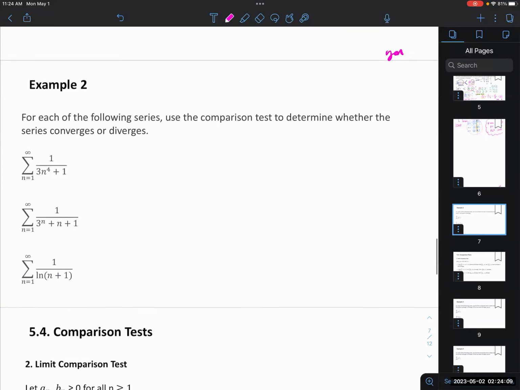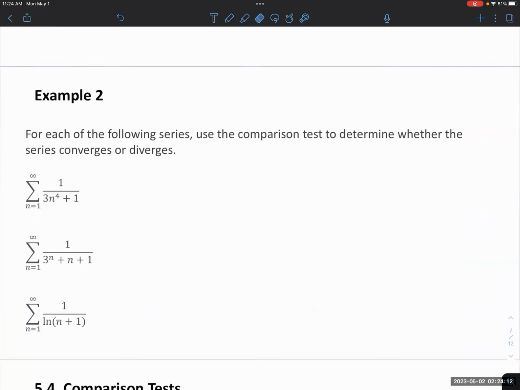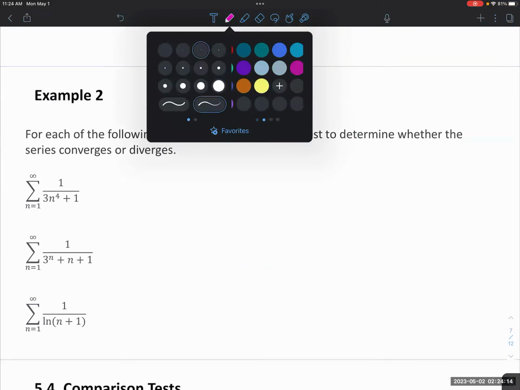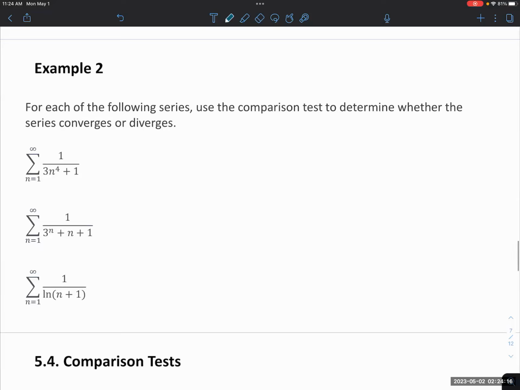Another 3 questions. Let me get rid of that. Ooh, we like this type of question already. You feel it, which one you want to compare. You feel like 3n to the 4, but if you compare just n to the 4, that's fine too. So I might be comparing the first term, 1 over n to the 4. And then let's create a table: 1 over 3n to the 4 plus 1 versus 1 over n to the 4.